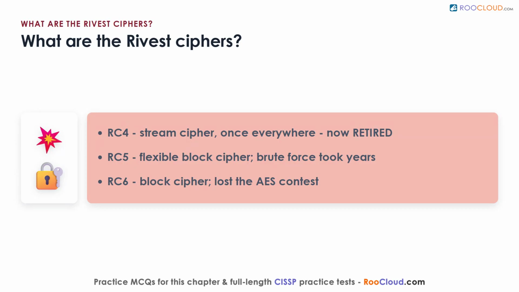The sixth was a block cipher offered as a candidate for the next national standard, but it lost that contest and never caught on. Think of three siblings from one family. One disgraced, one respected, and one that never made it big.